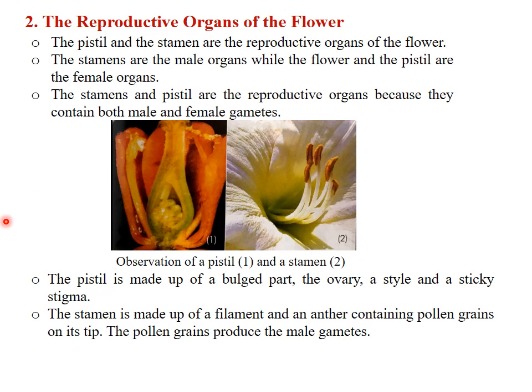The pistil is made up of a bulged part, the ovary, a style, and a sticky stigma. The sticky substance at the tip of the stigma fixes the pollen grain. The stamen is made up of a filament and an anther containing pollen grains on its tip. The pollen grains produce the male gametes.